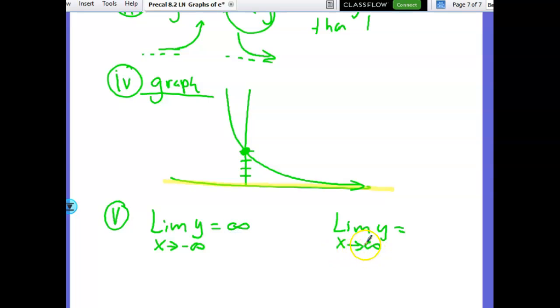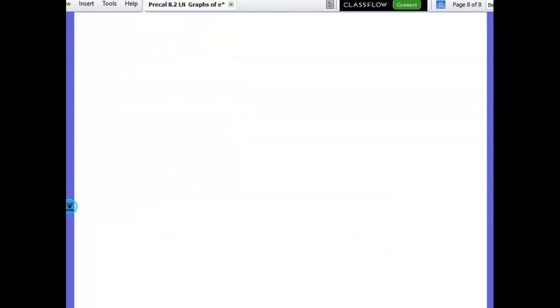As my x value gets bigger and bigger, meaning as I move to the right, my y value is getting closer and closer to that horizontal asymptote. So as x gets bigger and bigger, what's my y value getting closer and closer to? 0. Okay, so that's what your homework looks like. You just have like a bunch of problems like that. Okay? You want to try one?